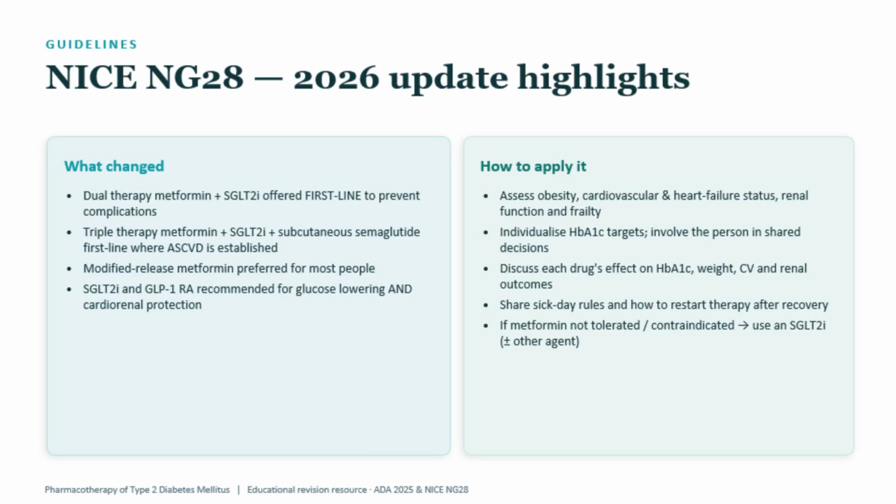Now the NICE 2026 update, and this is fresh, so pay attention because it's a real shift. The headline: dual therapy, metformin plus an SGLT2 inhibitor, is now offered first line to prevent complications. And if there's established cardiovascular disease, you go straight to triple therapy with semaglutide added. That's assertive early organ protection.